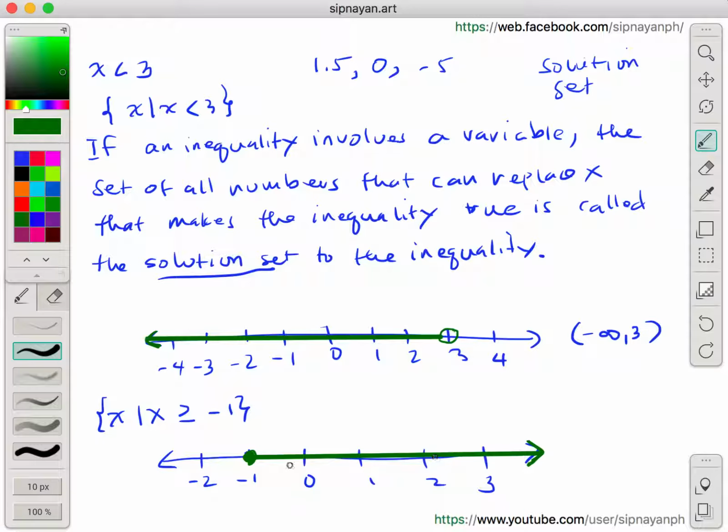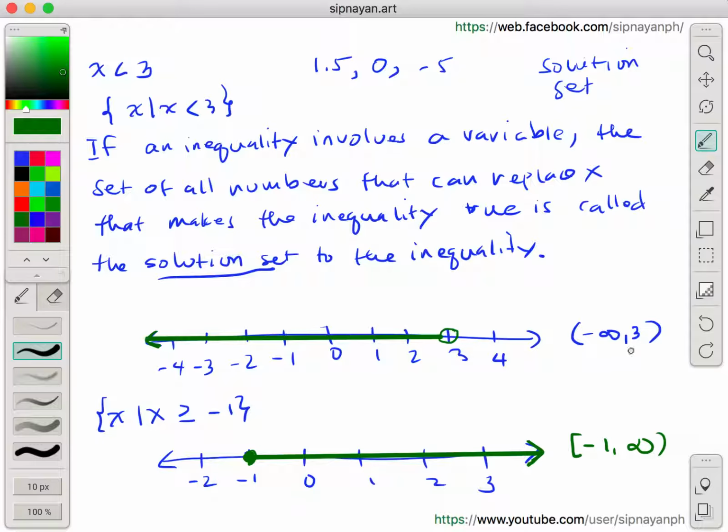In interval notation, again from left to right yung basa. So, negative 1 ang nasa kaliwa natin. Kasama siya, so this is square bracket. Tapos, up to positive infinity. Palaging parenthesis yung katabi ng infinity at negative infinity. Pag kasama, square bracket. Pag hindi kasama, parenthesis.